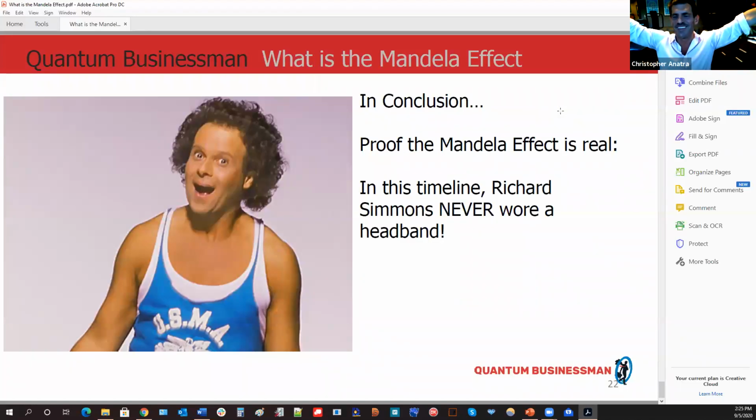Okay, here's one of my proofs. This is what I use as a proof to show that the Mandela effect is real. So Richard Simmons, you know, sweating to the oldies. In this timeline, Richard Simmons has never worn a headband. How weird is that? I always remember him wearing a headband. I remember being a little kid and my mom exercising to his videos on TV. I don't really think she did that much sweating, but he always had a headband. So that is my proof there.